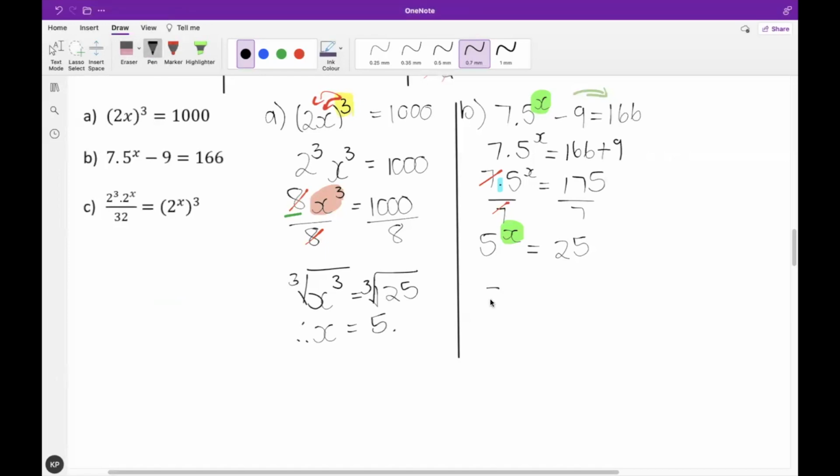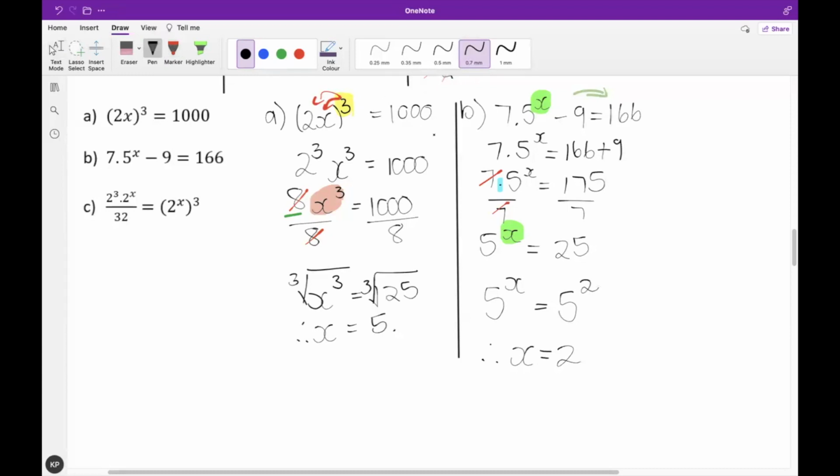Nice. So then I have 5 to the power of x is equal to 5 to the power of 2. Now my bases are the same. What do we do? What happens after the bases are the same? If 5 to the power of x is equal to 5 to the power of 2, then what does x have to be? x has to be 2. Nice.